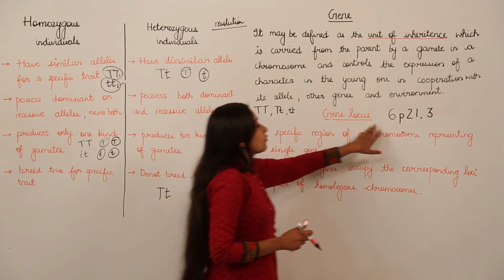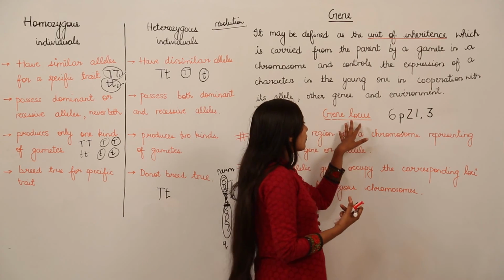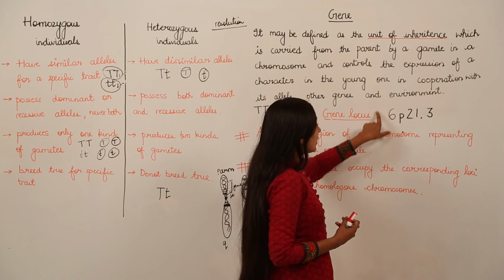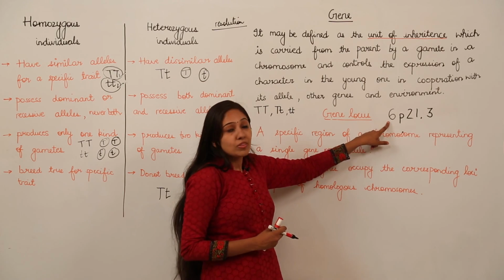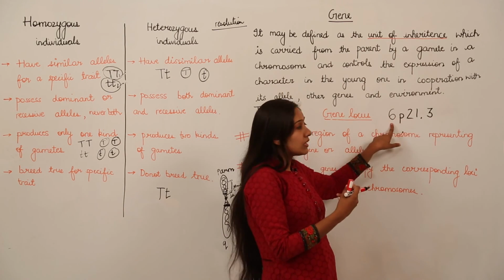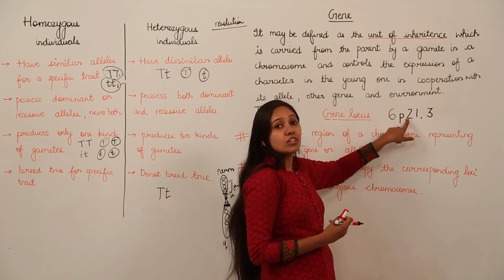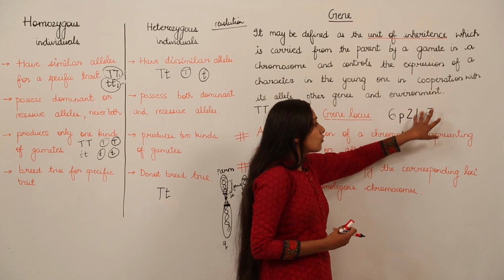Remember, this is for your additional knowledge: how you can demonstrate where a gene is present on a specific chromosome. This first numeral explains that we are talking about the 6th chromosome. Then P arm is the shorter arm. This numeral encodes for the second region on the P arm, this encodes for the first band in the second region of the P arm of the 6th chromosome, and this point 3 encodes for the sub band.